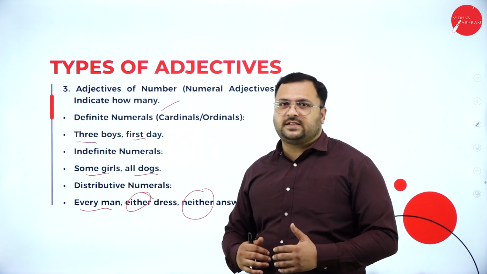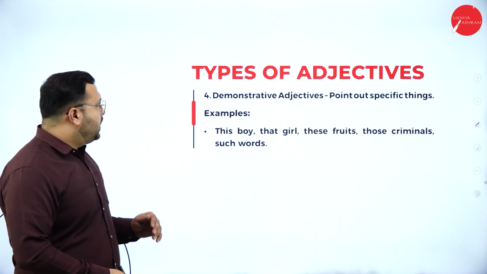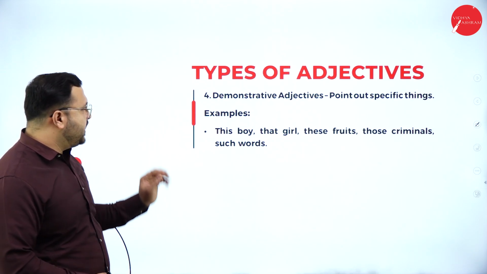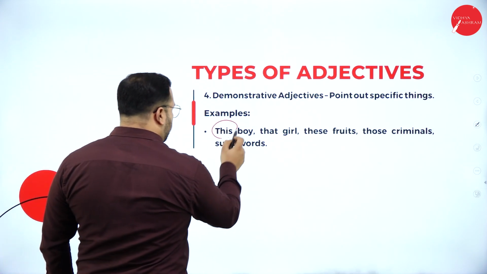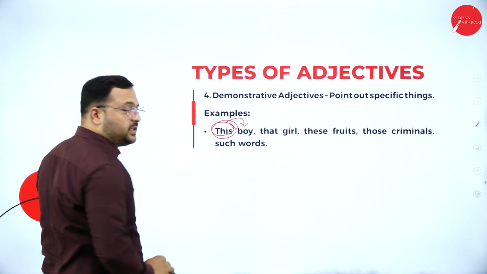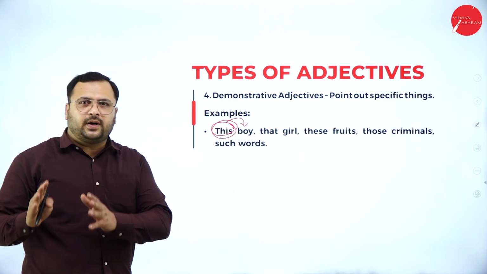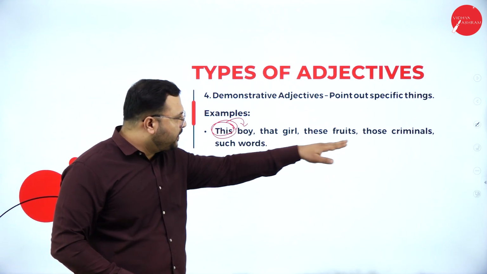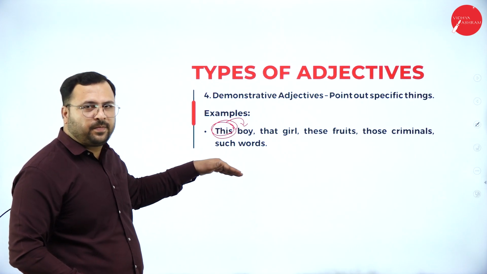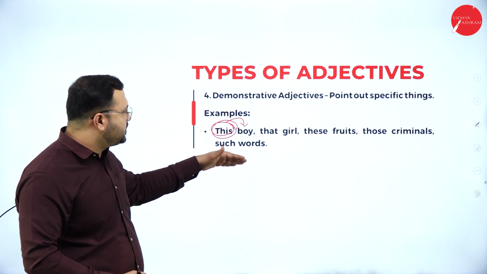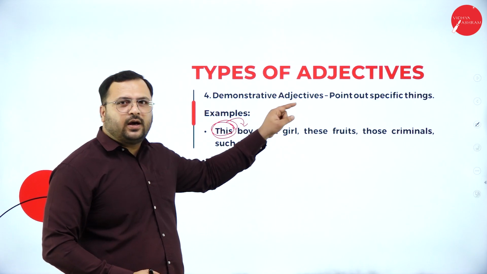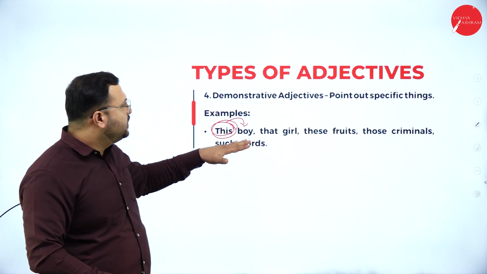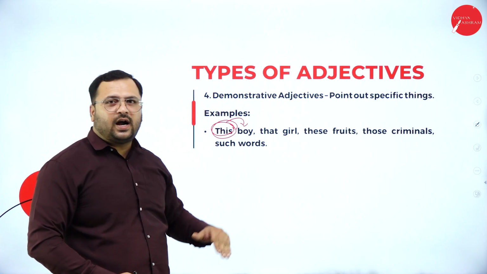So there are different types of adjectives. We have studied 3 so far. And the fourth one is demonstrative adjectives. They point out specific things. Example, this boy. When you say this boy, this is an adjective. That means it's talking about a particular boy. That girl, these fruits, those criminals, such words. What kind of words? Such words. They are demonstrating, they are pointing out some definite things. Therefore, they perform the task of demonstrative adjectives.